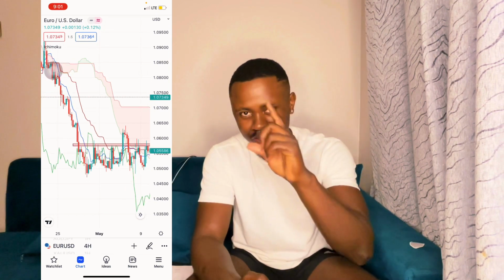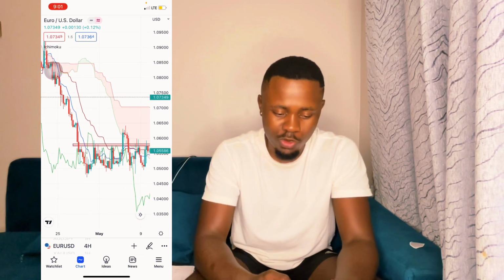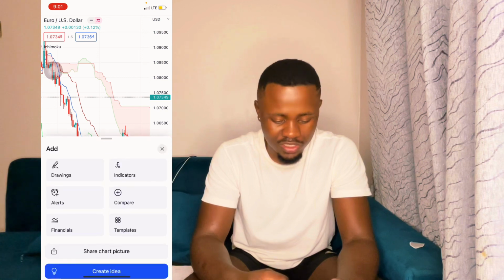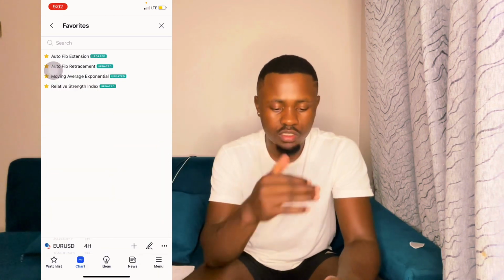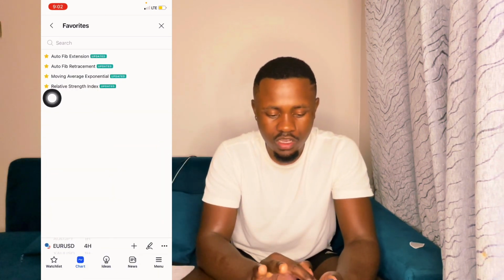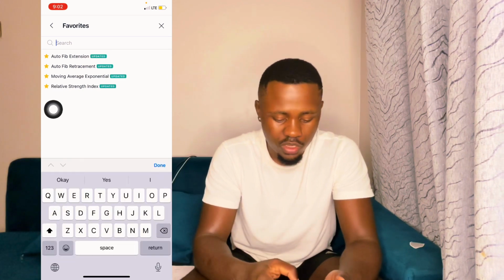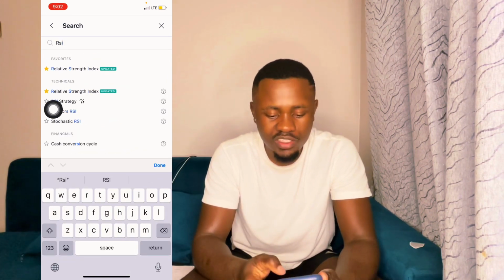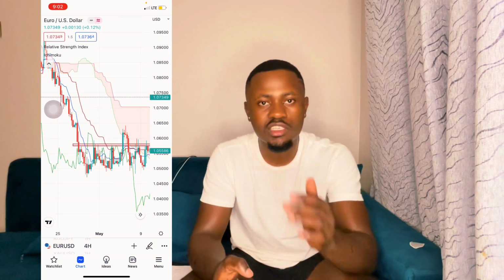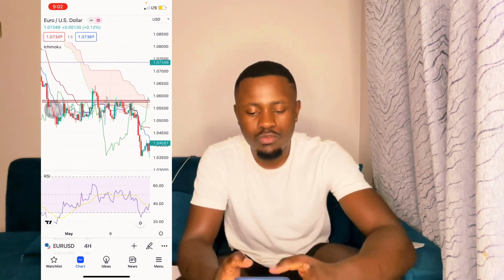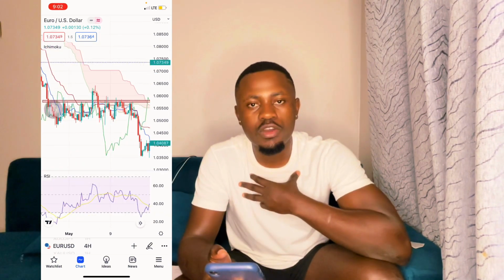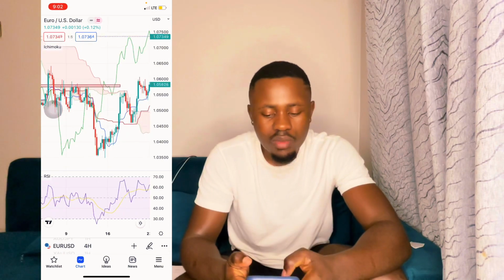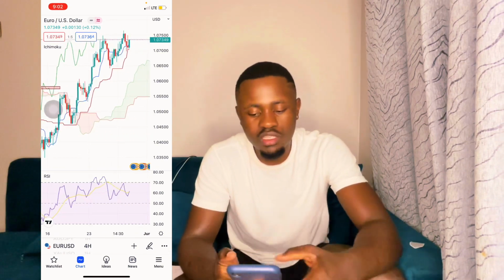To use the Ichimoku cloud, I'll need one more indicator, which is called the RSI. This is my favorite indicator. You can even see here I put a star on it, so I can just search for the RSI. The RSI is a very good indicator, because I use the RSI to find momentum in the market, whether the buyers have momentum or the sellers have momentum.